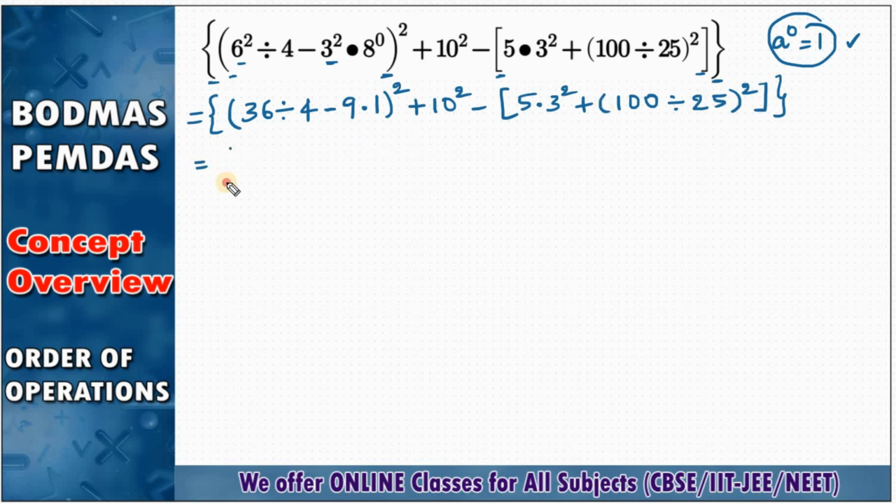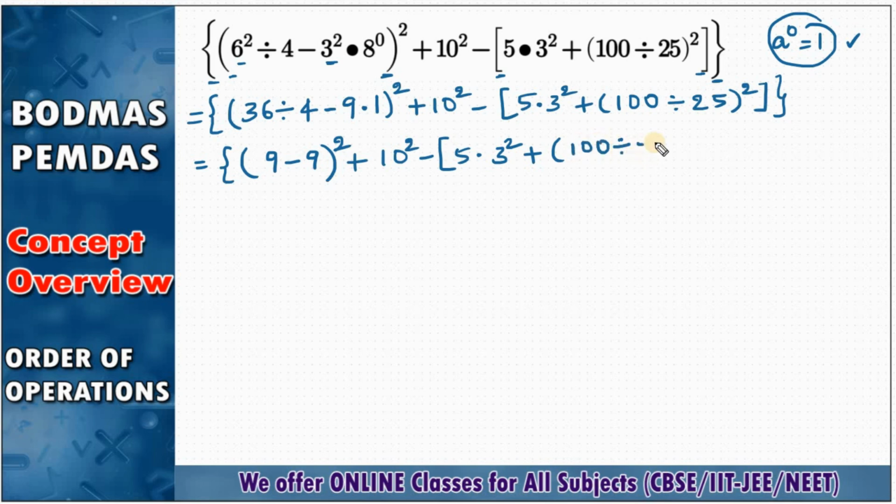So here, floor bracket of, inside the bracket the division operation came first. So 36 divided by 4. When I divide 36 with 4, I'll get 9. 4 times 9 is 36, minus 9 times 1 is 9, bracket of square, plus, write the remaining as it is, 10 square minus bracket 5 into 3 square plus 100 divided by 25, close the bracket, square and square bracket and close the bracket.